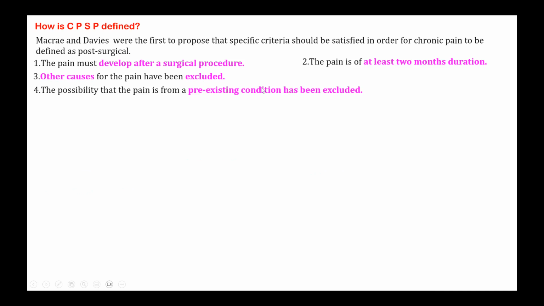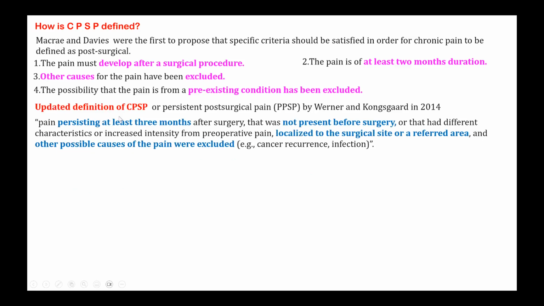also to be excluded. And the updated definition is that it's a persisting pain for at least 3 months after surgery, which was not present before surgery. That is very, very important. At the particular site where they operated, there should not have been any pain, or it had a different characteristic or increased intensity compared with preoperative pain, and it is localized to the surgical site or referred area, and other possible causes of pain were excluded, like cancer recurrence or infection. So this is the current definition: it should have occurred after surgery and be lasting more than 3 months.